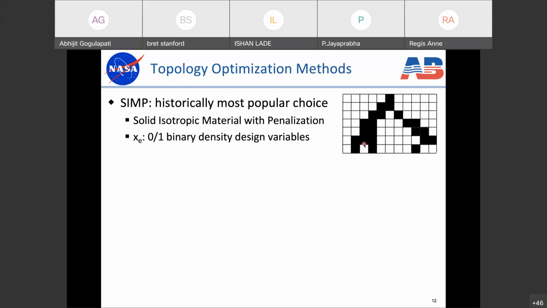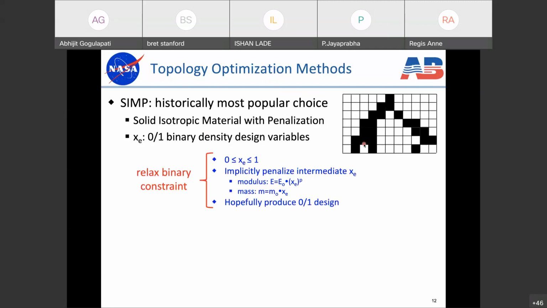Now, the only problem with this, and it's a big problem with this idea, is that it's very, very difficult to solve an optimization problem with a large number of binary design variables. It's not impossible to do that, I would say, but it's quite difficult. And so historically, what has been done is that we relax this binary constraint.